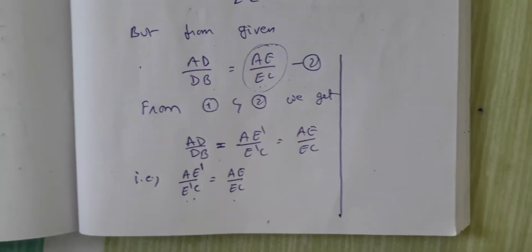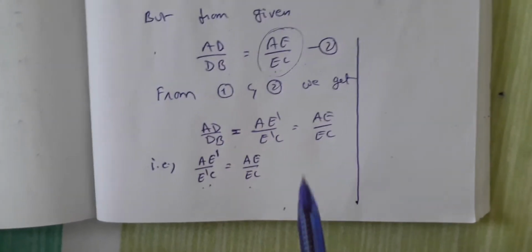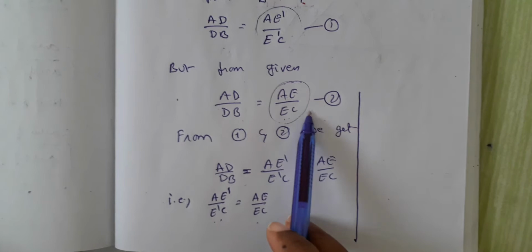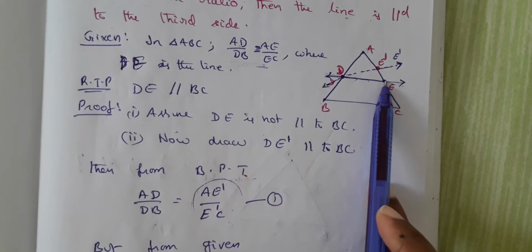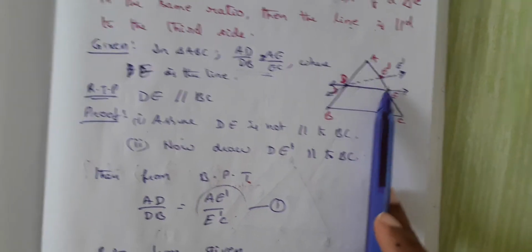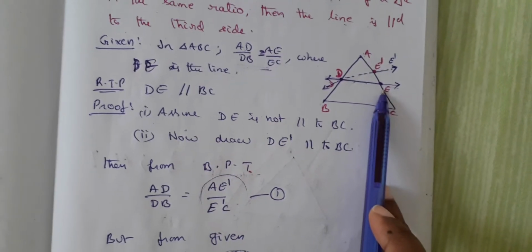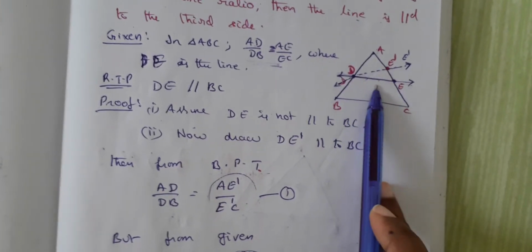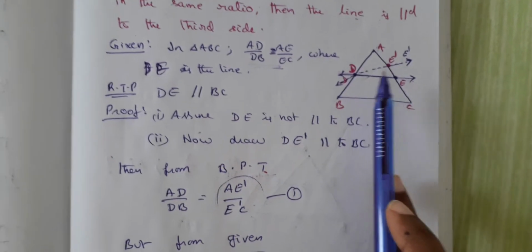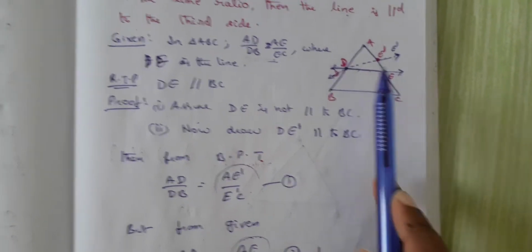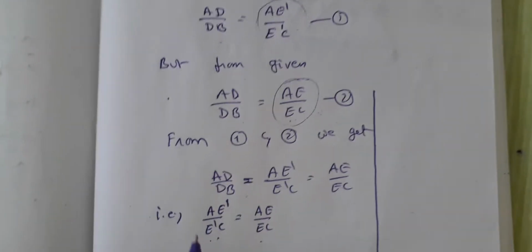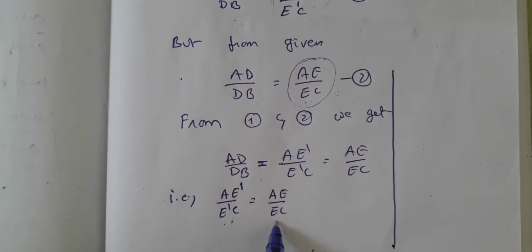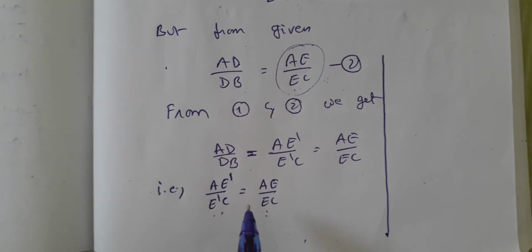Now what is our aim? We have to prove that if at all this condition is satisfied, it means that definitely DE must be parallel. That means for DE to be parallel, we must prove that DE and DE' coincide each other. That means E' and E coincide each other. Thus, DE' and DE are the same. That means our aim is to prove that DE' is equal to DE, and thus this itself is the parallel line. Okay, but till where did we come? We have reached till AE' by E'C is equal to AE by EC. Our aim is to prove that DE' is equal to DE.